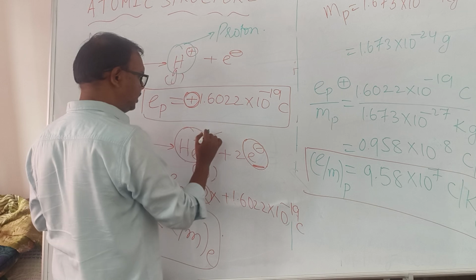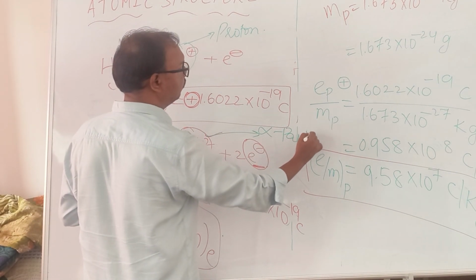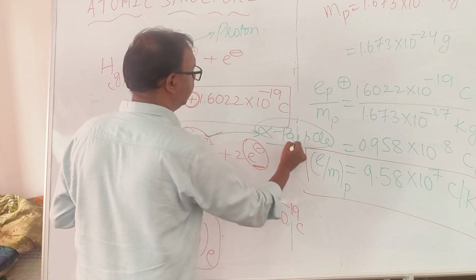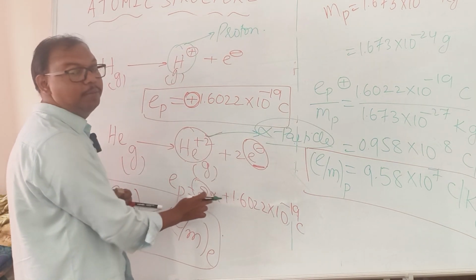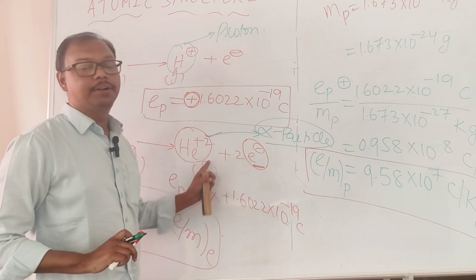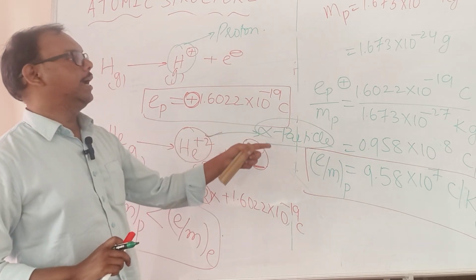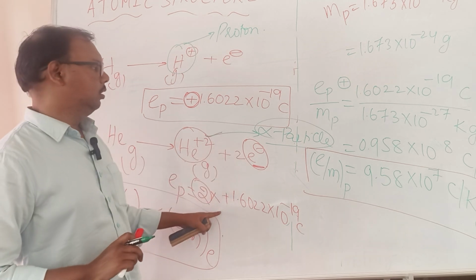Here, He plus 2 is called what? Alpha particle. Keep that in mind. For alpha particle, is the E by M ratio the same? No, it will not be the same. Why? The charge will be different, so you have to consider 2 times: 2 into 9.58 into 10 power 7.